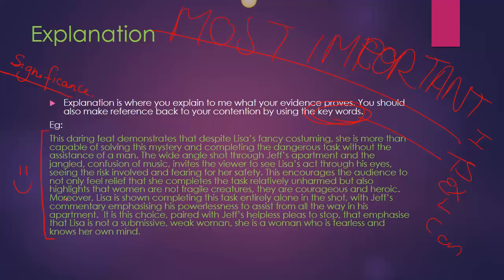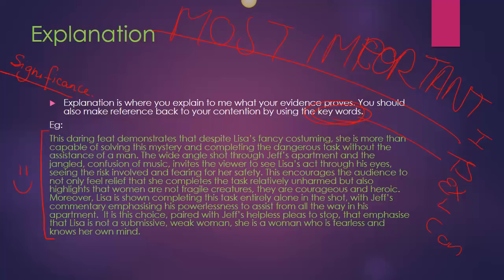Moreover, Lisa is shown to be completing the task entirely alone in the shot, with Jeff's commentary emphasizing his powerlessness to assist from all the way in his apartment. It is this choice, paired with Jeff's helpless pleas to stop, that emphasizes that Lisa is not a submissive, weak woman. She is a woman who is fearless and knows her mind.